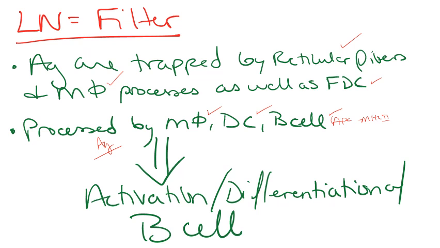This leads to activation and differentiation of the B cell. Okay? And that B cell, once activated, is going to secrete antibody via plasma cell, or it's going to become a memory B, or it's going to be an activated B that goes to the site of infection, and then it differentiates into the plasma cell, and then it secretes antibodies.